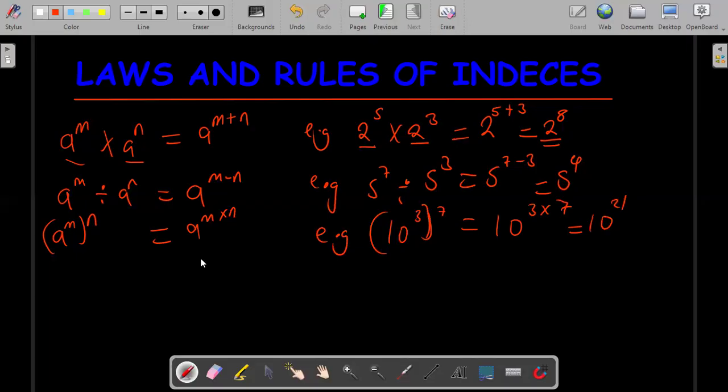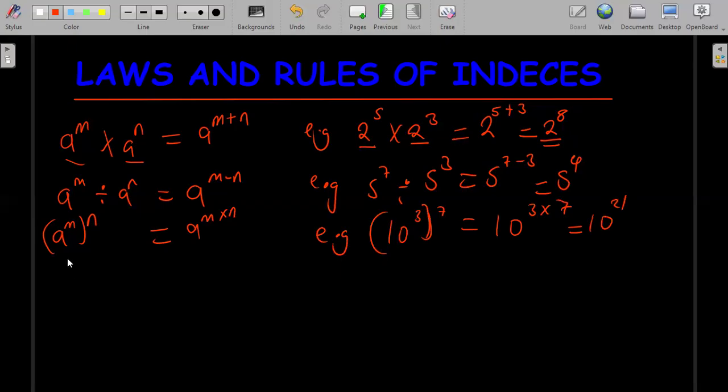Here is another rule for indices that you need to know. When you have an index with a power of 1, anything to the power 1 is going to be the base itself. So in this case, you get the base as an answer, so you get A as an answer. Anything to the power 1 is the base itself. For example, let's say we have 17 to the power 1.